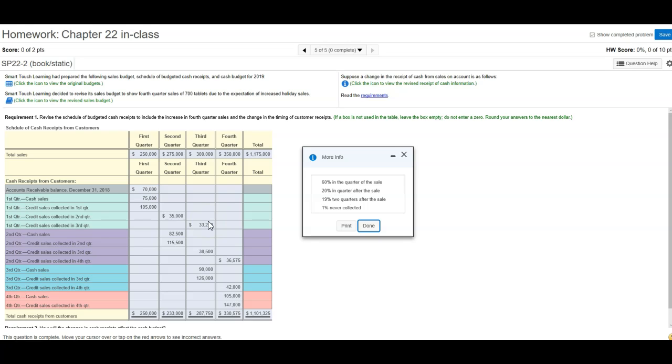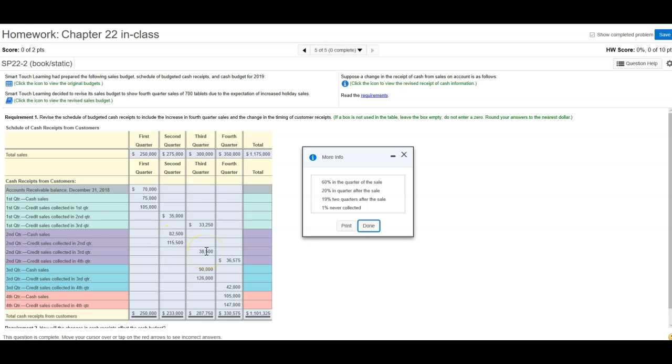When we go on to the second quarter, we take our total sales. Again, 30% are cash sales, so 275 times 30% will give us this 82,500 number. Next, the credit sales collected during the second quarter, 275,000 times 70%, which is credit sales, and then times 60% the amount collected in the quarter of the sale. That'll bring us to 115.